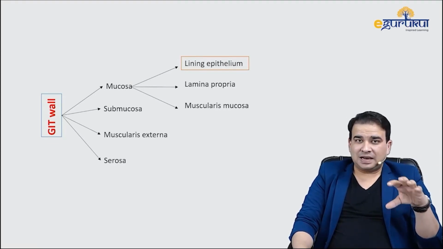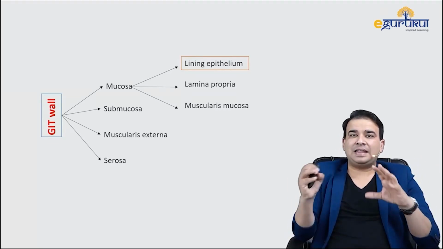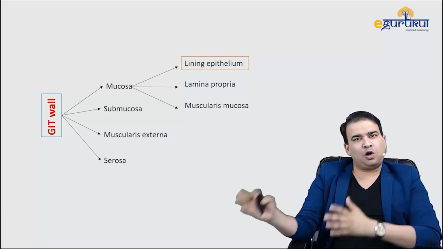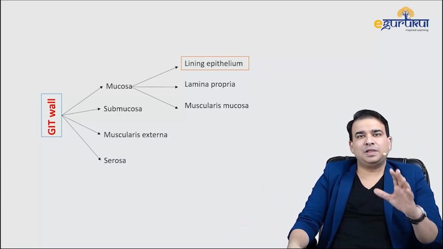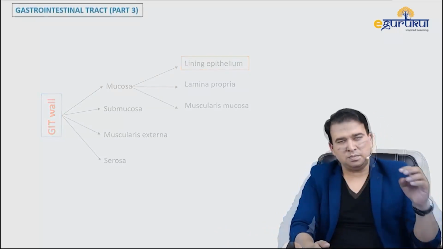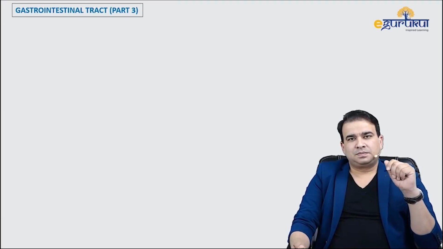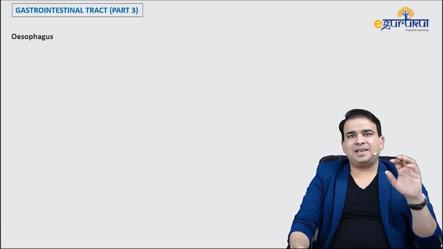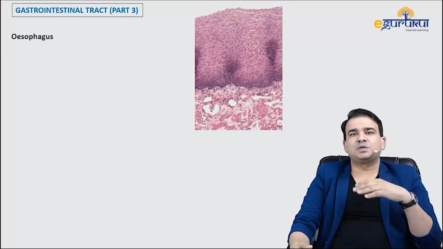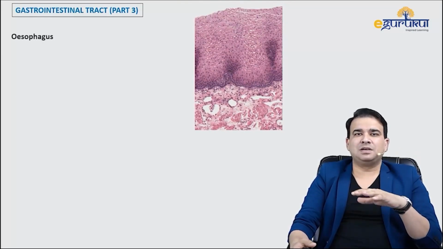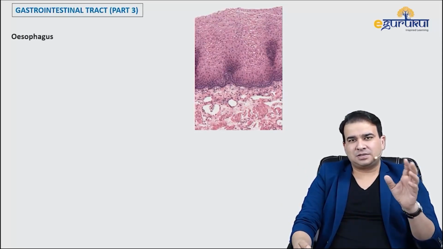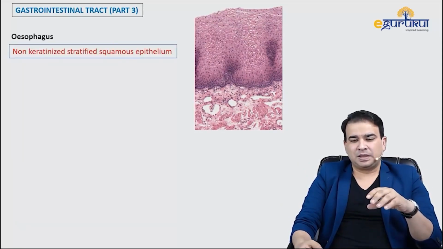And because our topic is the lining epithelium, let us focus on the lining epithelium of the GIT wall, starting from the esophagus all the way till the anal canal. So let us start with the esophagus first. In the esophagus, the lining epithelium is again stratified. Continuing from the lining epithelium of the pharynx, we have a stratified squamous epithelium in the case of the esophagus as well. Obviously it is non-keratinized stratified squamous epithelium in humans.